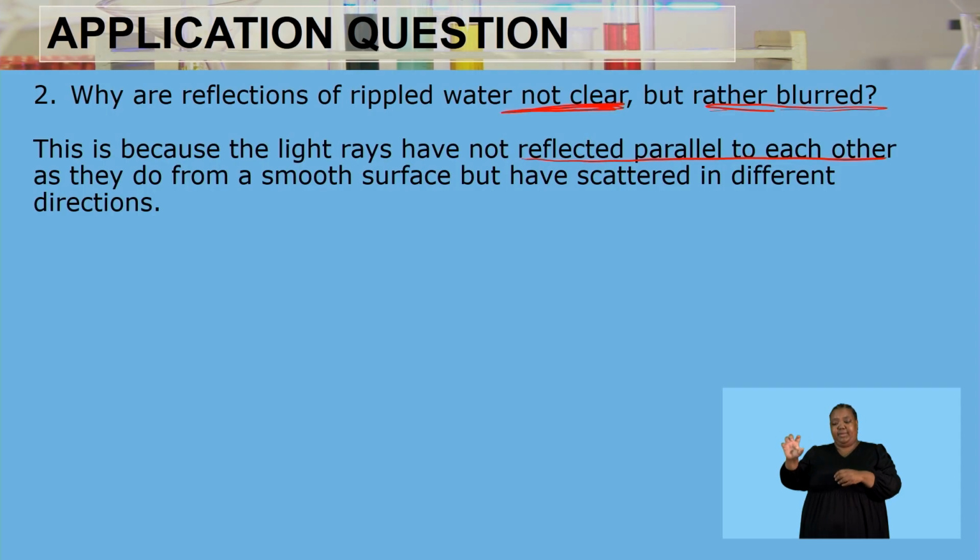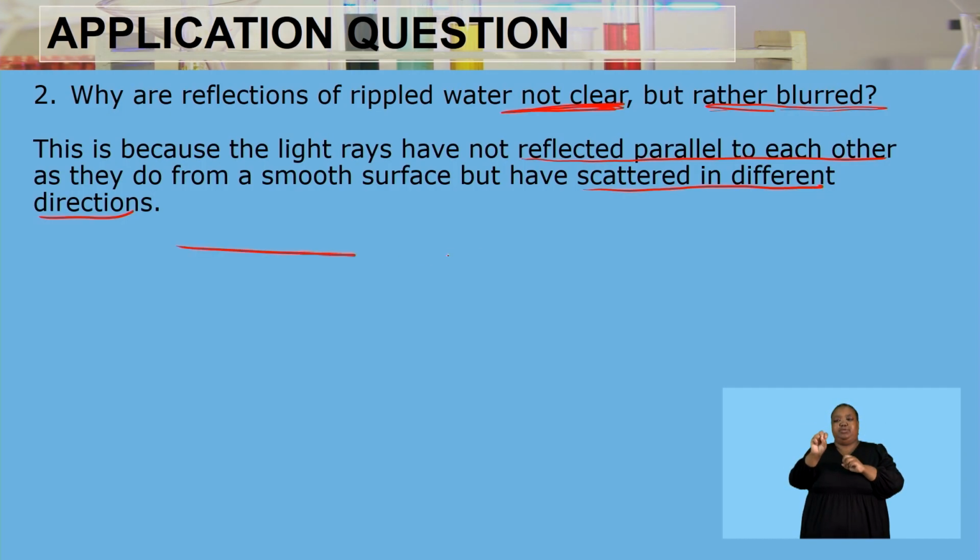However, they are going to be scattered in different directions. And because they're not parallel and they're scattered in different directions, the image formed there, or the reflection that you're going to be seeing there, is not going to be a smooth or a specular image. It is going to be a diffused image or a diffused reflection.